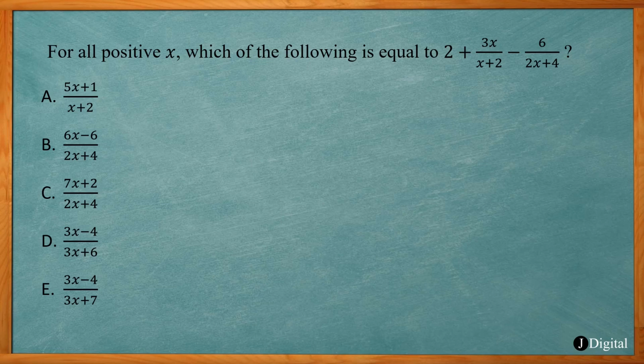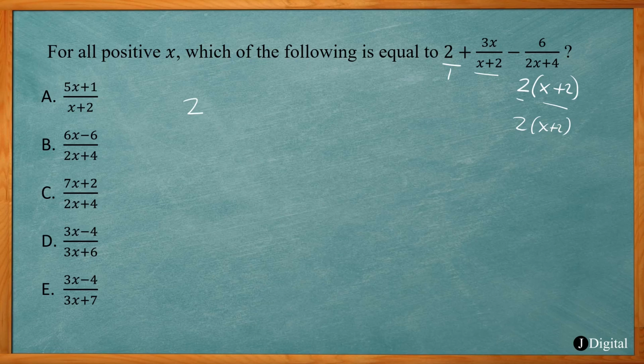So this one says, for all positive x, which of the following is equal to 2 plus 3 over x plus 2, minus 6 over 2x plus 4? So again, our key is to find the common denominator. The second one, I want to reduce as far as I can. I can factor out a 2, which gives me 2 times the quantity x plus 2. So we basically have a denominator of x plus 2, and 2 times x plus 2. Since the second one already has an x plus 2, we can make the common denominator just 2 times x plus 2.